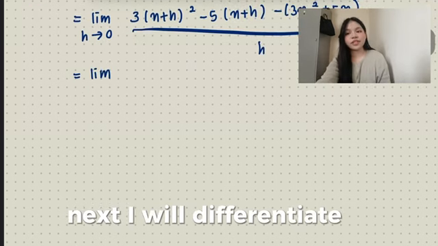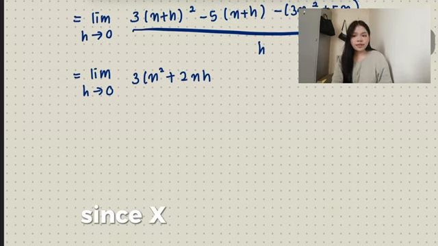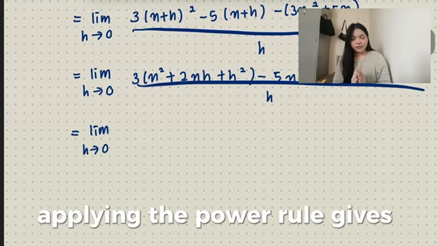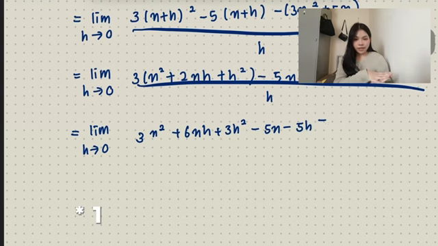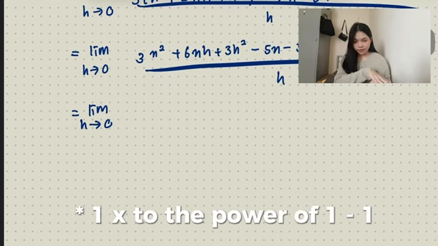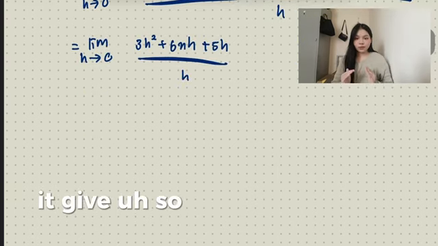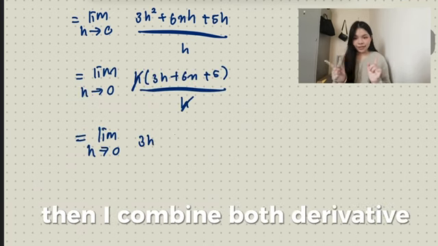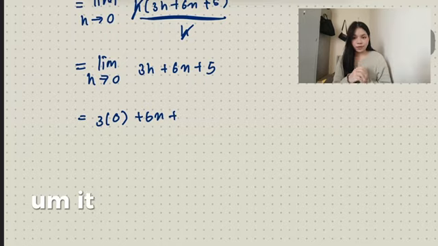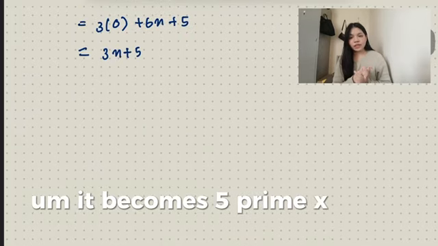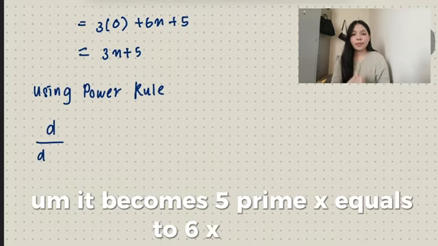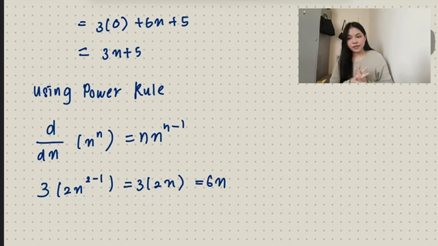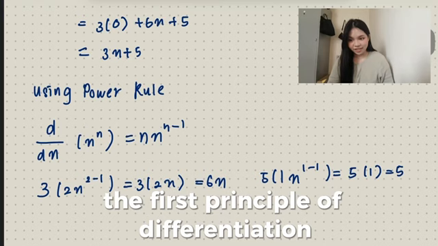Next, I will differentiate 5x. Since x has a power of 1, applying the power rule gives 5 times 1x to the power of 1 minus 1. So the answer will become 5. Then I combine both derivatives. It becomes f prime x equals 6x plus 5, which matches the answer from the first principle of differentiation.